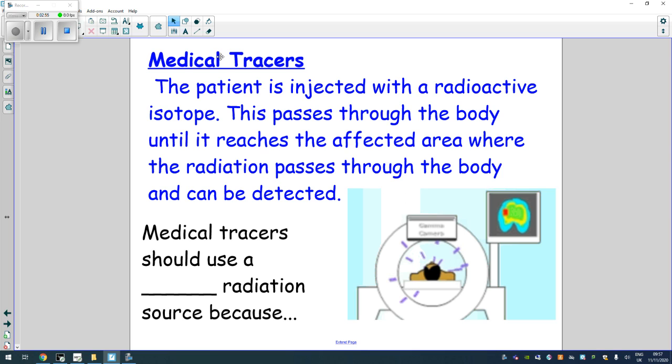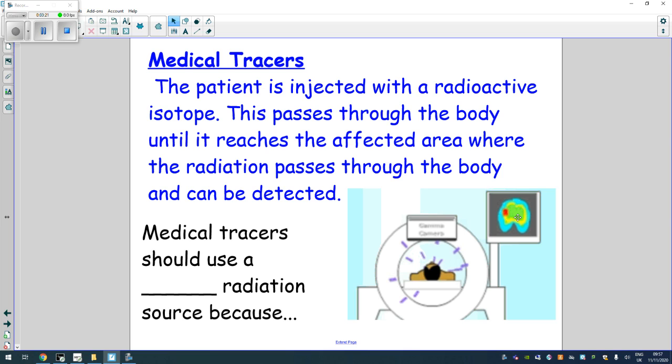So what happens if you've got something like a tumour in your body, or say you've got a blockage in one of your bloodstreams, so one of your arteries around your heart's got a blockage, and we need to see where the blockage is, they will inject a very low dose of a radioactive material into your body, and it will go around your body, and then you'll be able to detect where it is found.